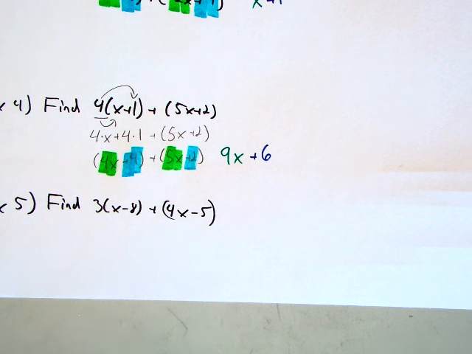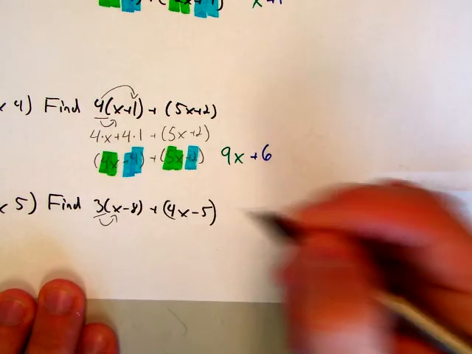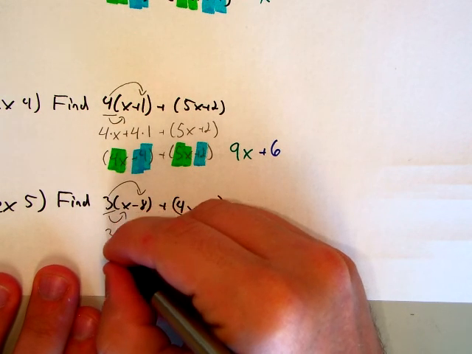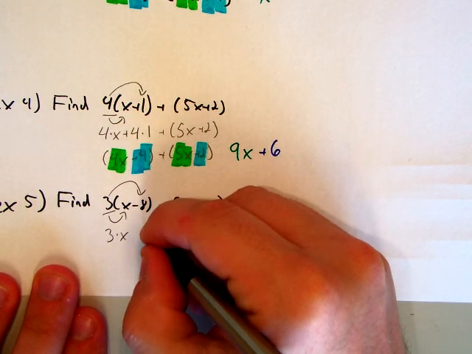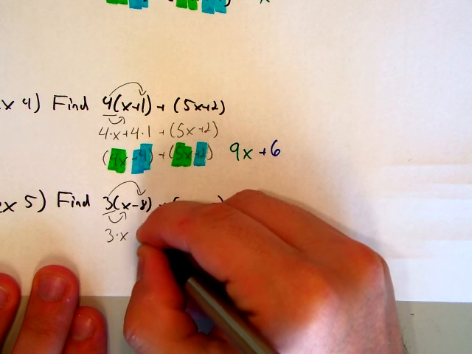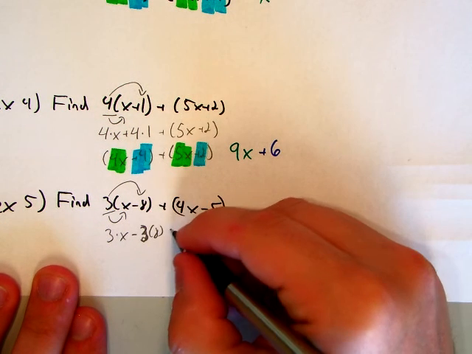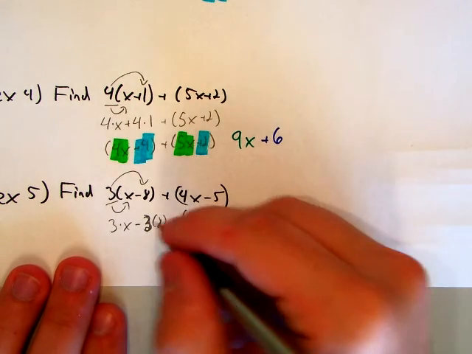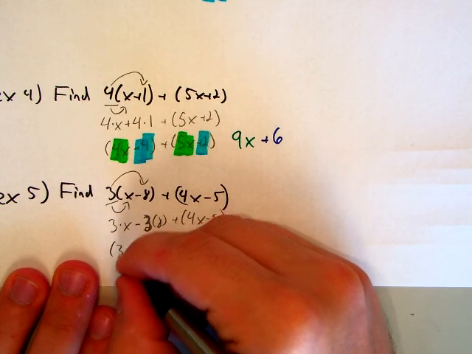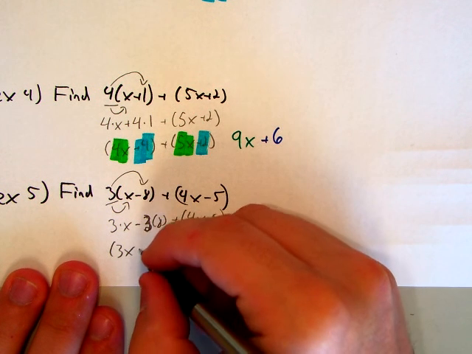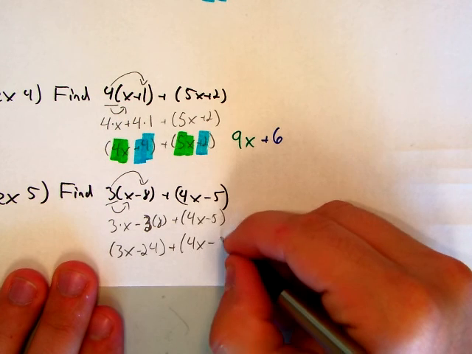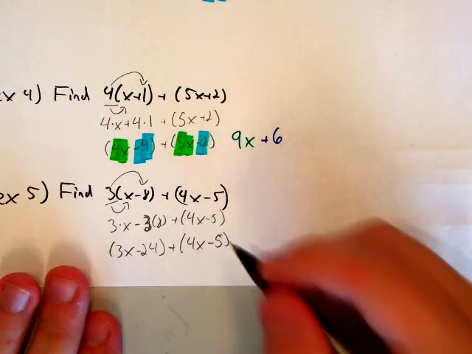Last example here then, we still have to do the distributive property. So this 3 gets applied to the x and to the 8. So 3 times x, 3 times 8, and the minus sign there. And then still 4x minus 5. Simplified, 3 times x is 3x. 3 times 8 is 24, so I have a subtract 24. Plus 4x minus 5.